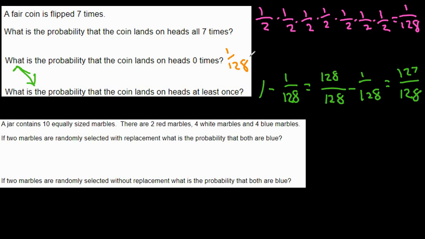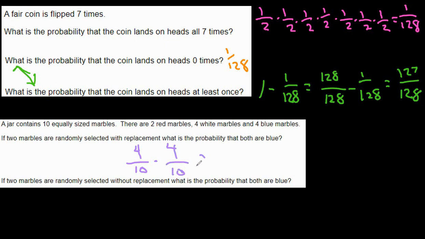The next one, a jar contains 10 equally sized marbles. There are 2 red marbles, 4 white marbles, and 4 blue marbles. If the 2 marbles are randomly selected with replacement, what's the probability that both are blue? Well, with replacement, the probability the first one is blue is 4 out of 10. There's 10 marbles, 4 of them are blue. The probability, because we put it back in, is also 4 out of 10 for the second pick.